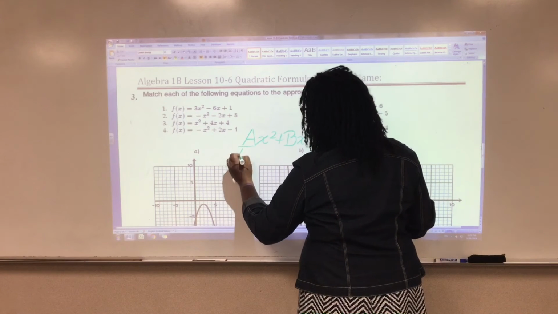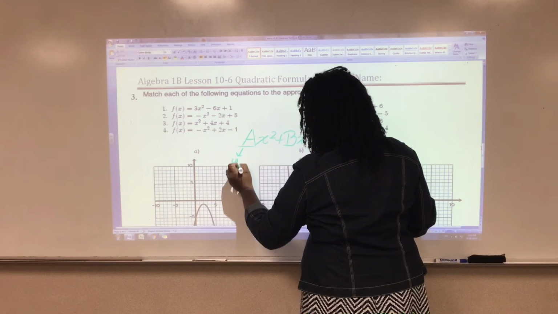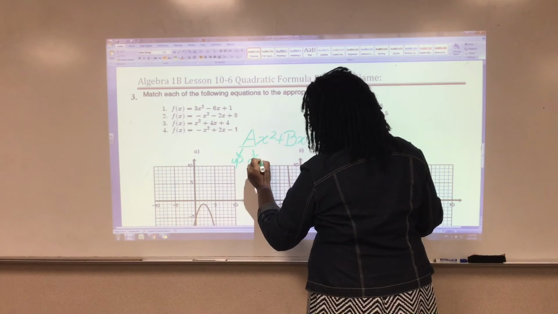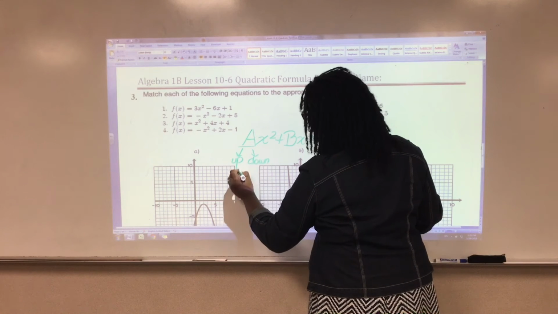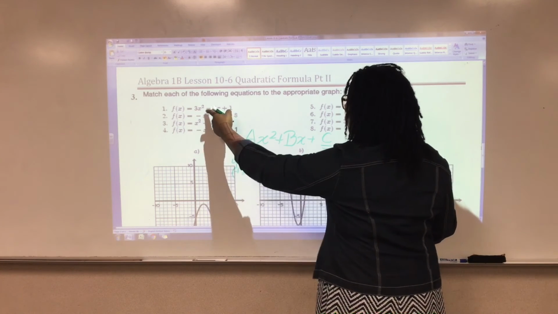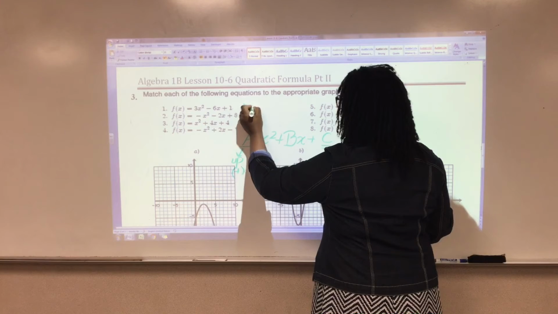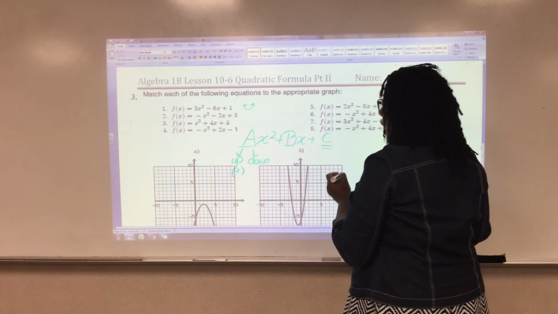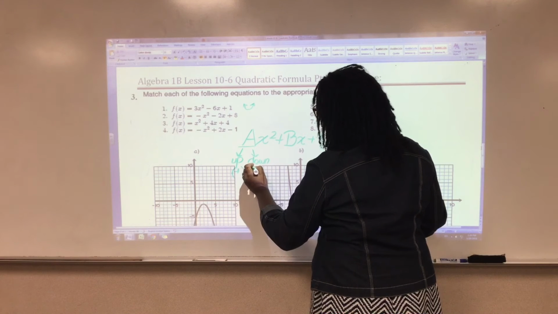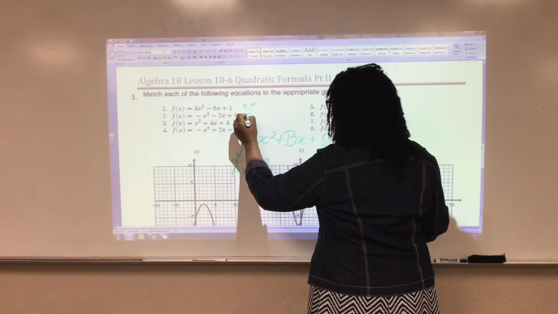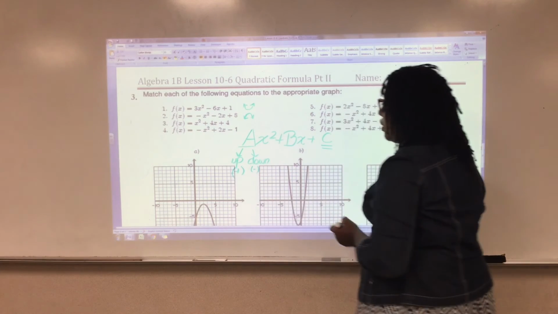A is going to determine if our graph opens up or down. So if A is positive, it will open up. So case in point, number 1 is going to open up. Our U will open up. So it'll be a happy face. If A is negative, it will open down. So number 2 will open downward. So that's something to help you.